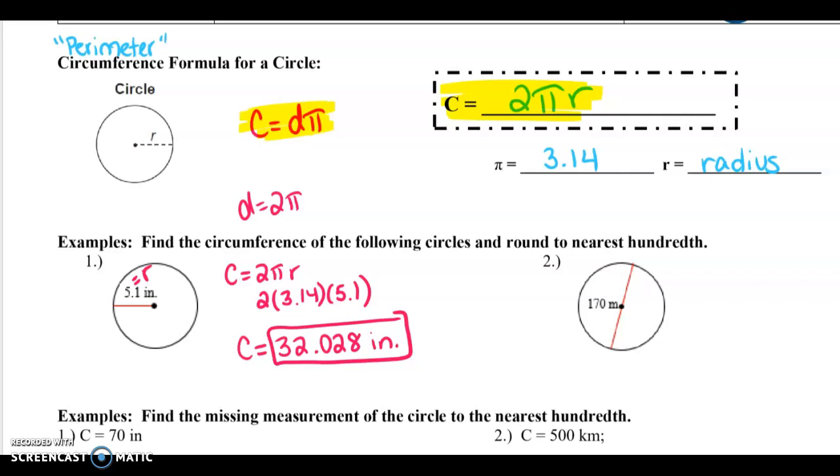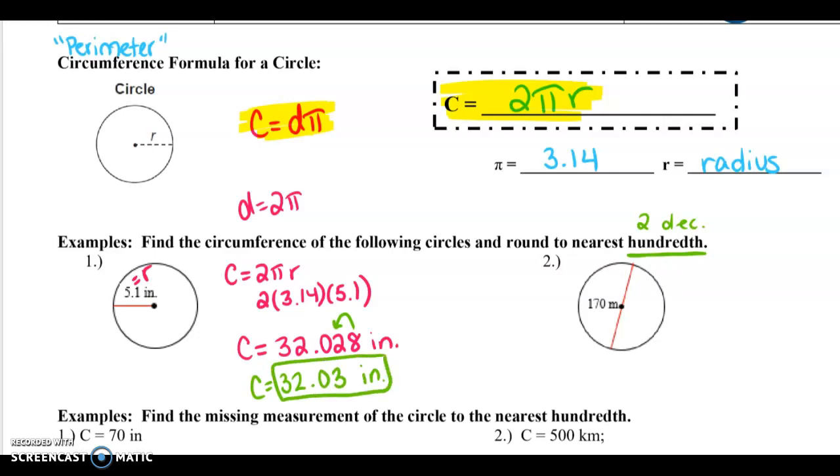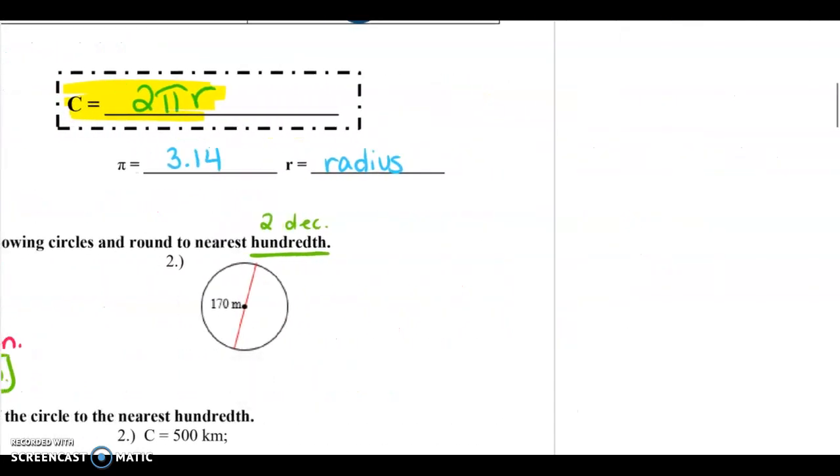So this one says round to the nearest tenth, so I'm actually not even going to circle that. So round to the nearest hundredth is 2 decimal places. Okay, so that means the 8 is going to round the 2 up to a 3. So my final answer is going to be 32.03 inches.